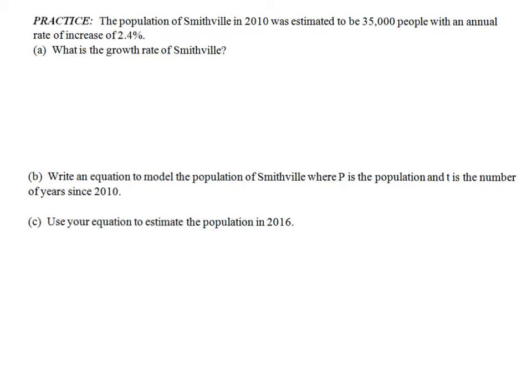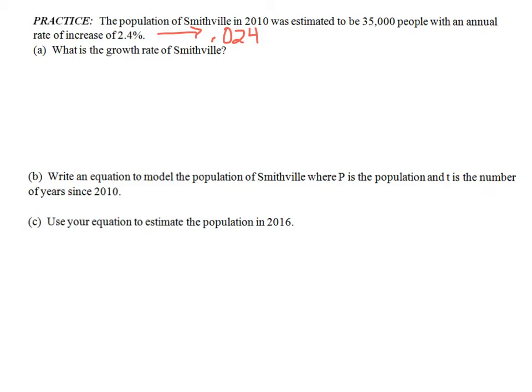Let's try the practice problem at the bottom of page 15. We've got the population of Smithville in 2010 was estimated to be 35,000 people, with an annual rate of increase of 2.4%. Now right away I'm going to convert that 2.4% over to a decimal. So remember that to convert to a decimal, I'm going to move my decimal point 2 places to the left. So that's going to become 0.024 as a decimal. Remember, that's the same thing as dividing by 100.